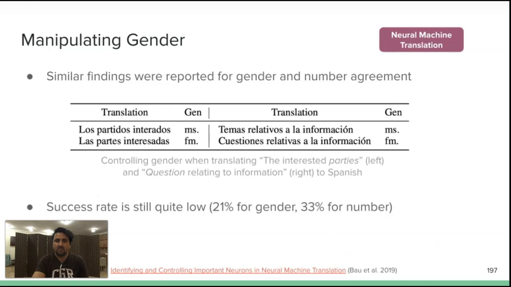They were also able to manipulate gender and number neurons to output masculine versus feminine variant of a word or singular versus plural variant of a word respectively. Although here they were not as successful as with the case of verb neurons, where they saw that 67% of the times they were successful. Here the accuracy was a bit on the lower side.